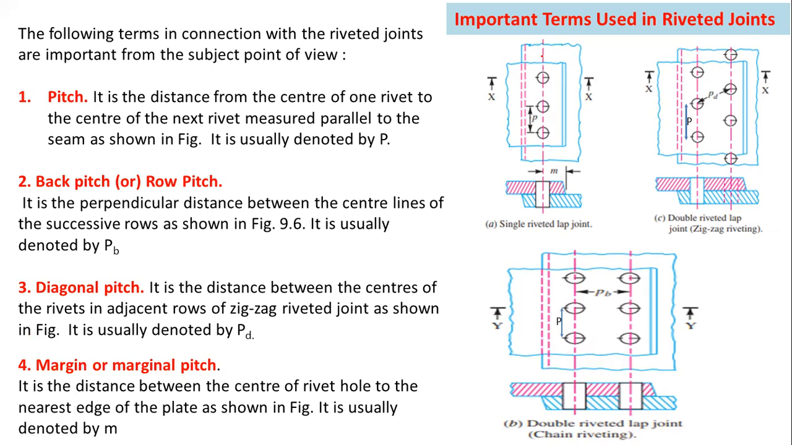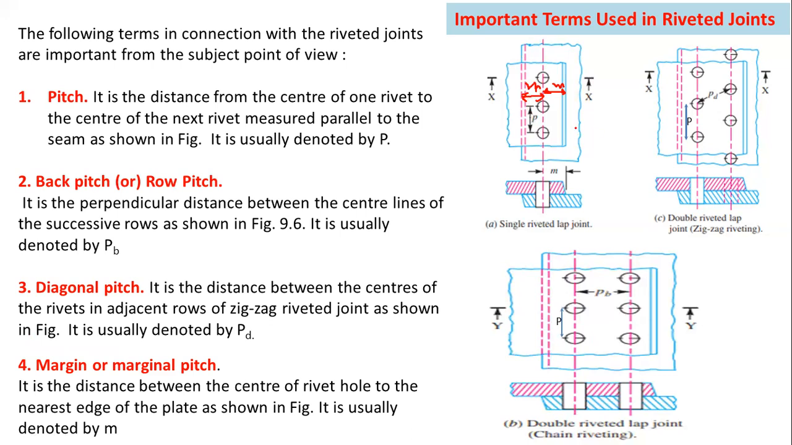So here this is the center line of the rivet and this is the edge of the plate. So the distance between center line and the nearest edge of the plate is called margin. So this is the M. This is the edge and this is the center line. So from here to here, the distance is margin. Margin is usually taken as 1.5 times the diameter of the rivet. And this is the another edge, so from this edge to center line also margin M.